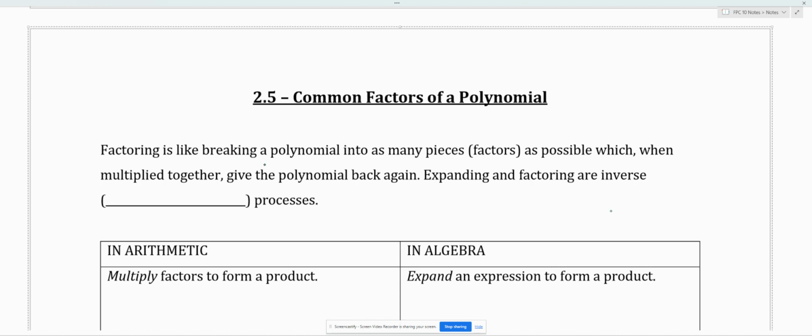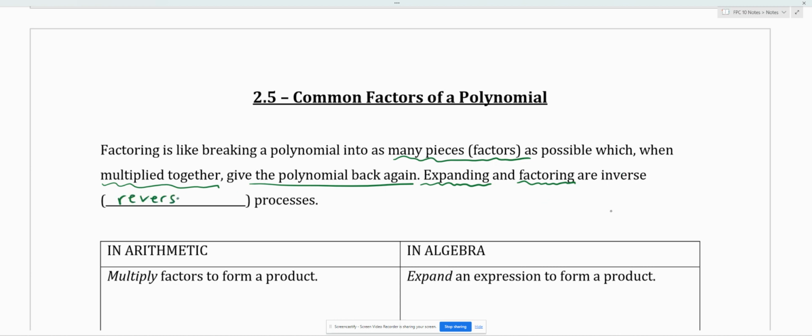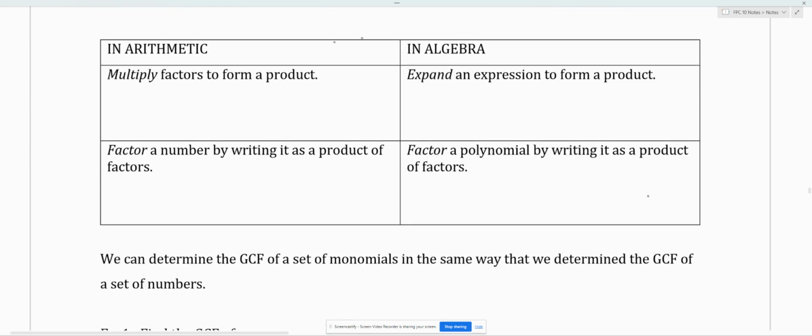Factoring is just like breaking a polynomial into its pieces. We call those pieces factors. And factors are things we multiply together if we want to go back to our polynomial again. So we've already learned how to expand. That was 2.1. We did a ton of practice on that. And now we're going to take factoring to another level with polynomials. They are the inverse, which is just a fancy word for reverse processes. So in arithmetic, let's take something really simple.